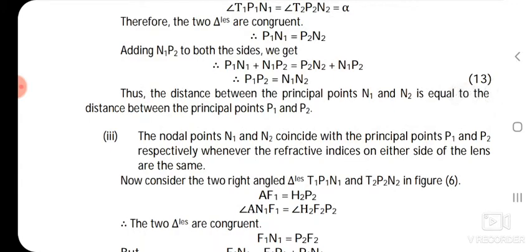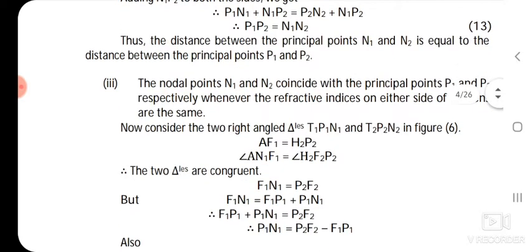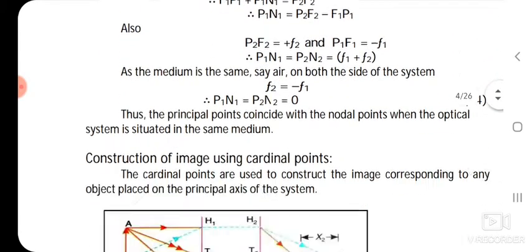Okay. Next, the third property. The nodal points N1 and N2 coincide with the principal points P1 and P2 respectively whenever the refractive indices on either side of the lens are the same. If the refractive index on both sides of the lens is the same, then the nodal points N1 and N2 coincide with the principal points P1 and P2. That we have to show.